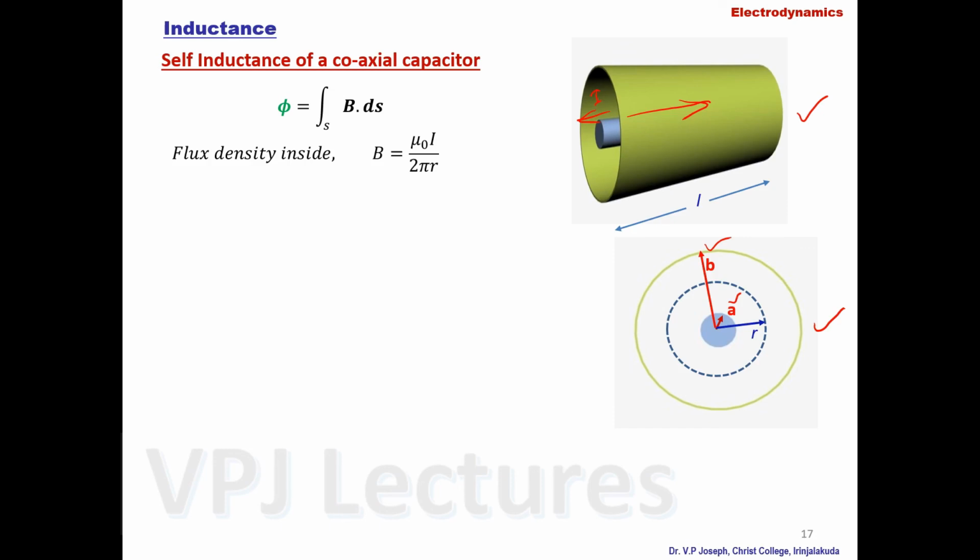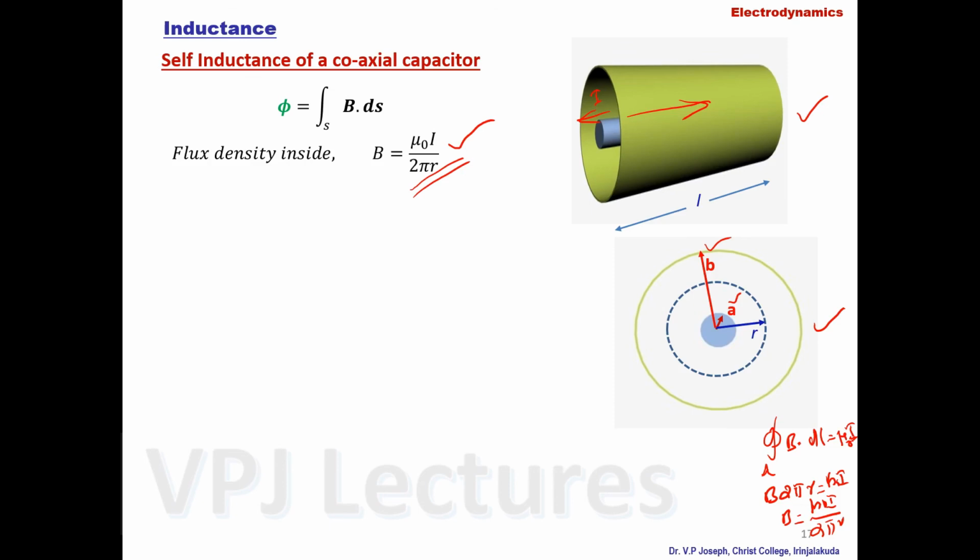So we get the expression as B is equal to mu 0 I by 2 pi r, that is closed line integral B dot dl. B dot dl is equal to mu 0 times I. So this is the expression of Ampere's circuital theorem, and for this closed Amperian path it is equal to mu 0 I. B is constant, so B into 2 pi r is equal to mu 0 I. So B is equal to mu 0 I divided by 2 pi r. So that is this expression, mu 0 I by 2 pi r.